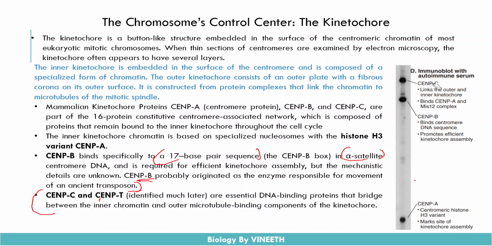CENP-C links the outer and inner kinetochore, and binds to the CENP-N and Mis12 complex. This Mis12 complex is also a component of the KMN network. CENP-B binds to centromere DNA sequences and promotes efficient kinetochore assembly. Then we have CENP-A, the centromeric histone 3 variant, which marks the site for kinetochore assembly. It is present on the inner face of this kinetochore and marks the site of kinetochore assembly.